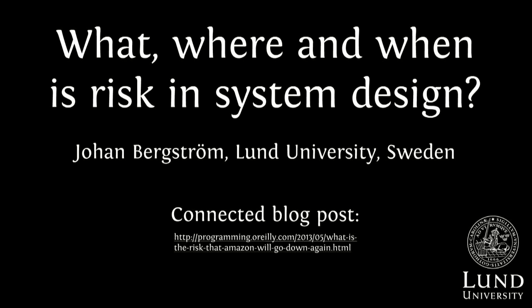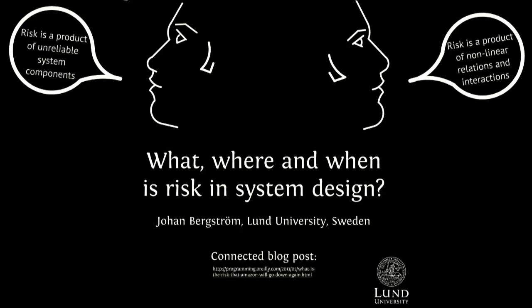And I've also published a connected blog post at O'Reilly for you to check out if you like. And I think that what time will allow me to do here this morning is to outline two pretty extreme views on how to interpret risk in web performance and web operations. The first view of risk is risk as a product of unreliable system components. And we will see where this will take us and then contrast it with risk as a product of nonlinear relations and interactions, in saying risk as a product of complexity, basically.